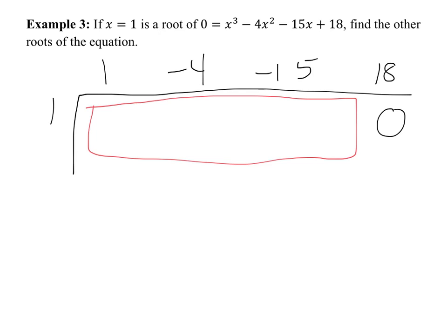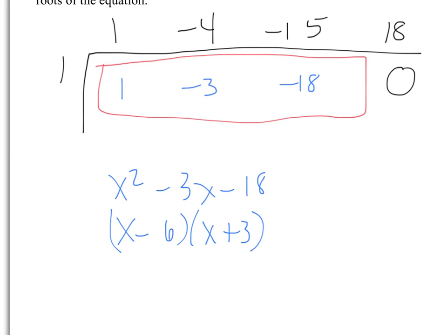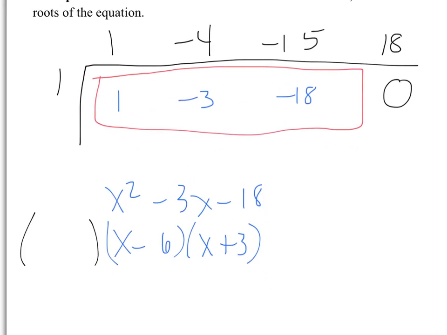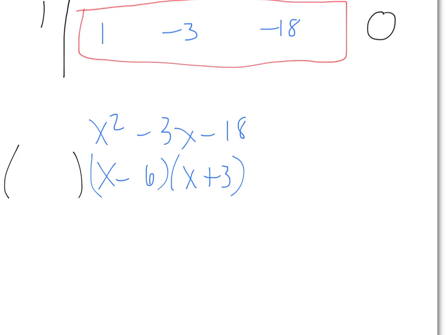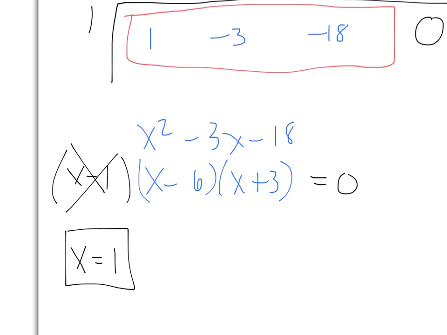Niall, what do you got? Fill in the box. 1, negative 3, negative 18. Okay, and as a result, we get x squared minus 3x minus 18, x minus 6, and x plus 3. Now, I want the roots, don't I? So I know that these are two of the factors of the original equation. The other factor of the original equation was x minus 1, if I were to factor it. That's really what this original equation would have factored into. Well, we already got this answer, so there's no need to even include this piece here. We already have this one. And then the other two answers are 6 and negative 3.